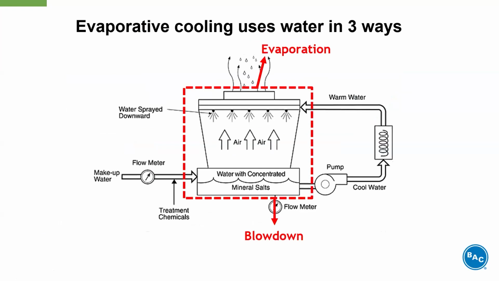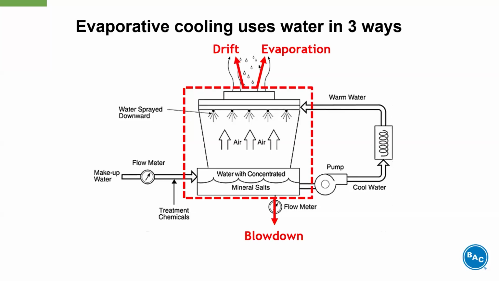As water is evaporated out of the system, the minerals and dissolved solids from the domestic makeup water will stay behind in the sump or the basin. And so as water is continuously evaporated, the concentration of those minerals is going to begin to build up in the sump. And so we need to periodically purge some of that water and make up with fresh water to control that concentration. That's another source of water use.